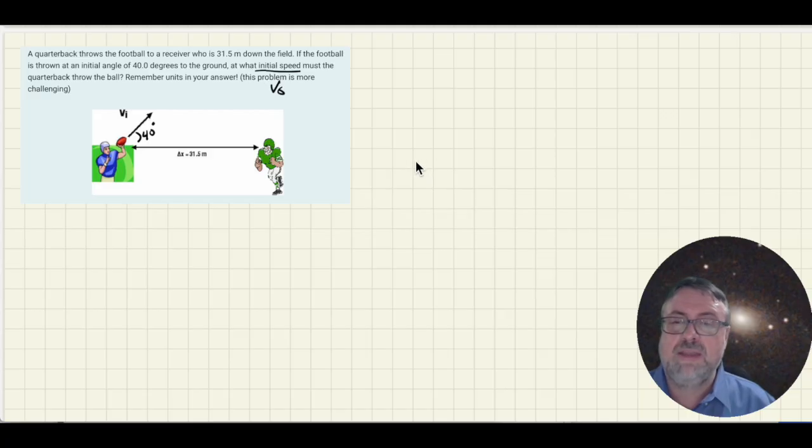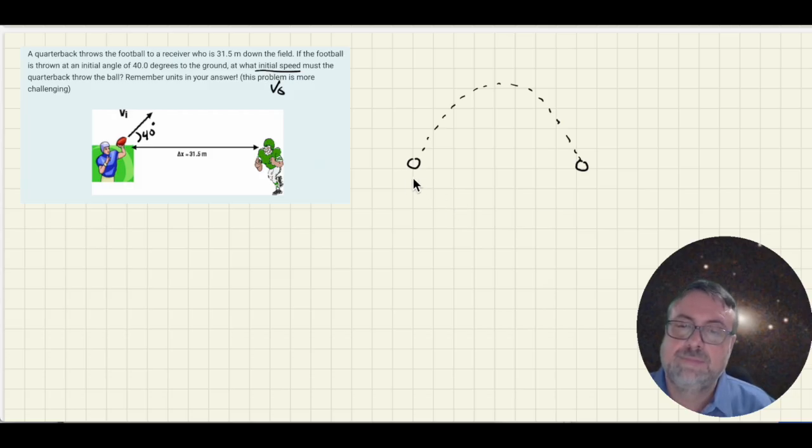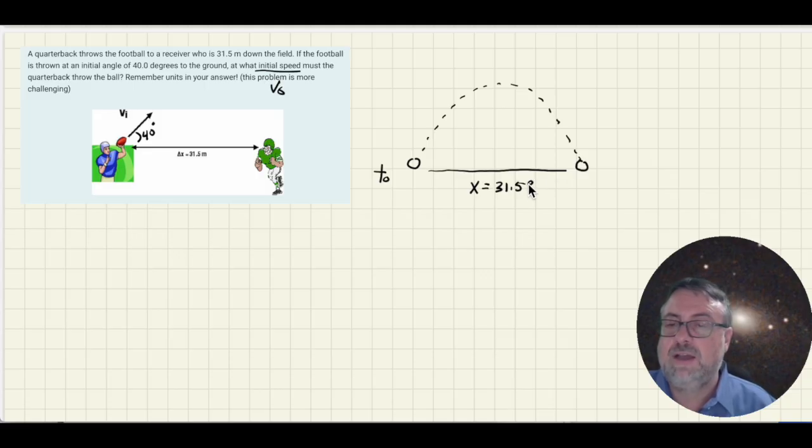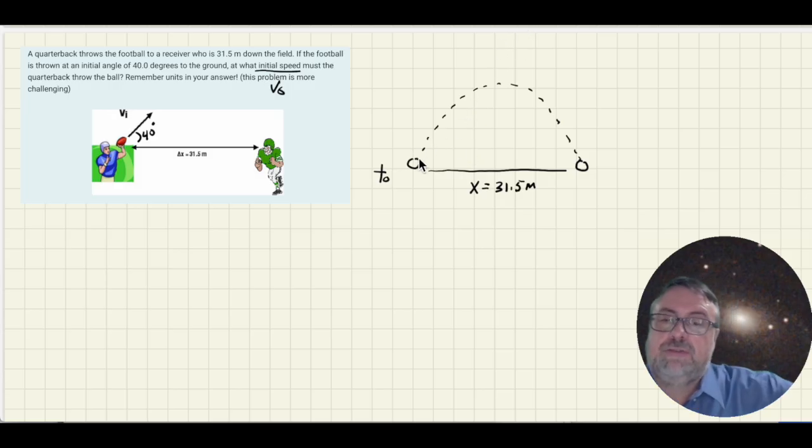The football, sorry for not drawing a football, but there you go, is going to follow a parabolic arc. If I put my origin at where the football is, then this distance x is known, and it's 31.5 meters. Well, the football is being thrown at an angle of 40 degrees.